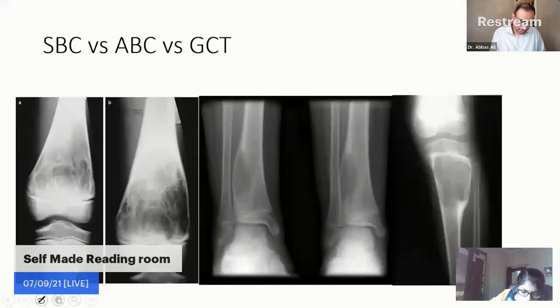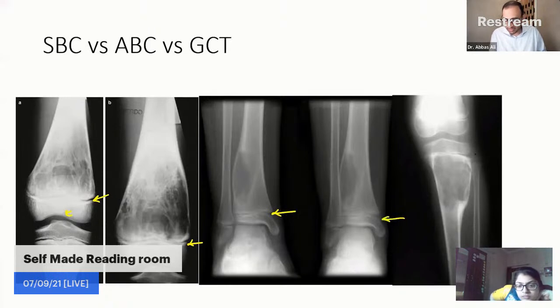Okay, now let's look at this slide. Again, look at this slide now. Follow the steps. Here the epiphysis. Look at this is the growth plate, Shagun. This arrow is the growth plate. This is the growth plate. It's immature skeleton. Now where is the lesion?